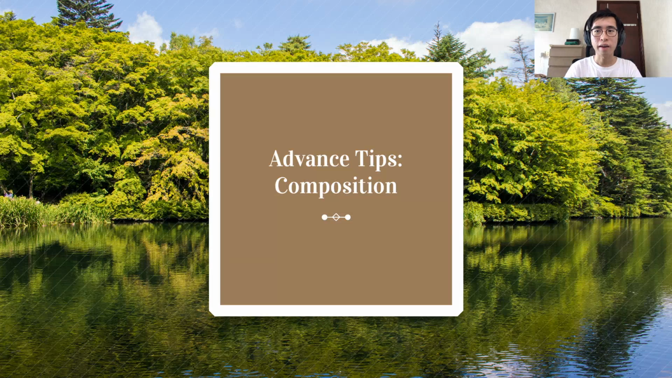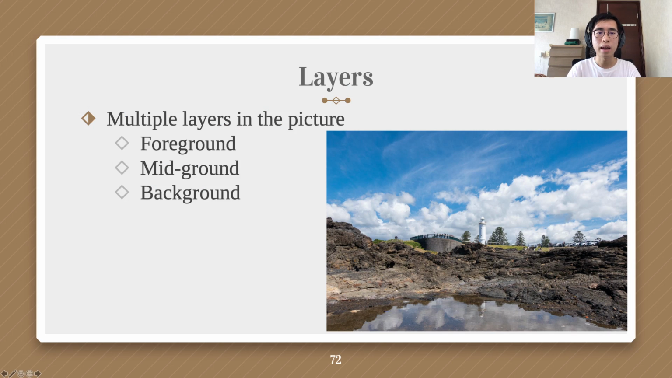Okay, thank you, Nis. So now I'm going to talk about the composition technique. Basically, a landscape photo, if you want it to be a good one, can be in multiple layers. It can be in foreground, midground, and background. As you can see in this photo, the water reflection will be the foreground, the midground will be the rock and the lighthouse, and the background will be the sky and the trees behind.